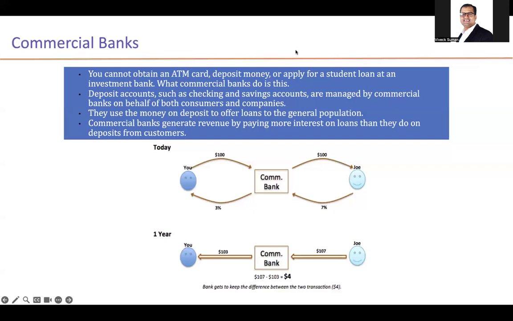So Brown people went into the commercial bank and put $100. What does the commercial bank do? He takes that money and gives it to Joe. Who is Joe? He's a businessman. So the bank gives $100 to him.